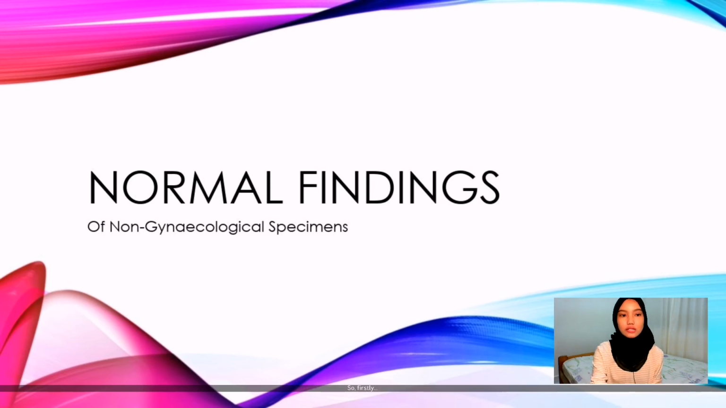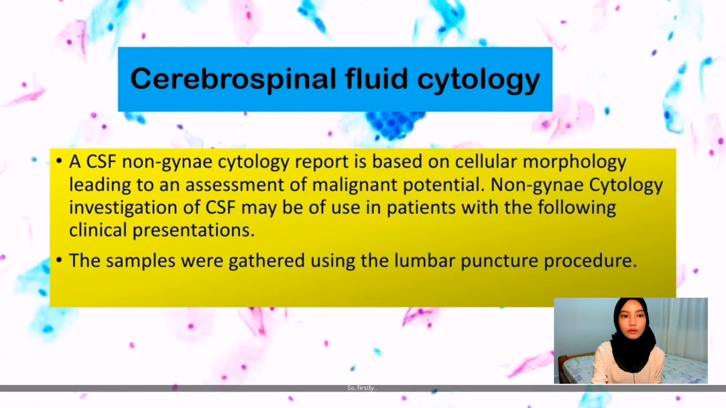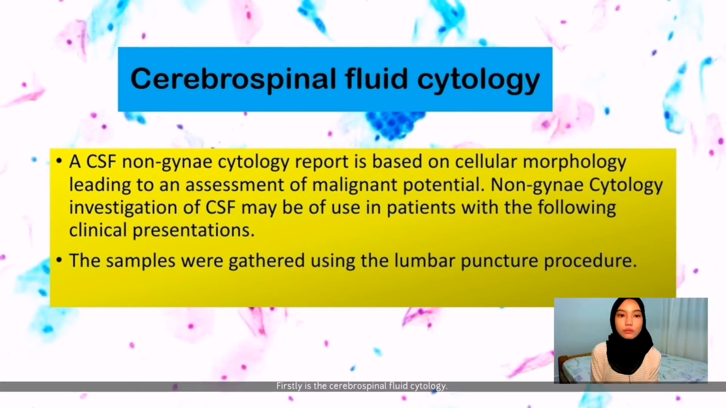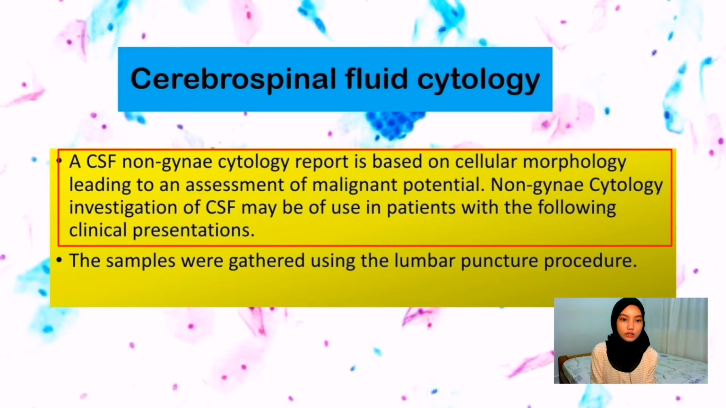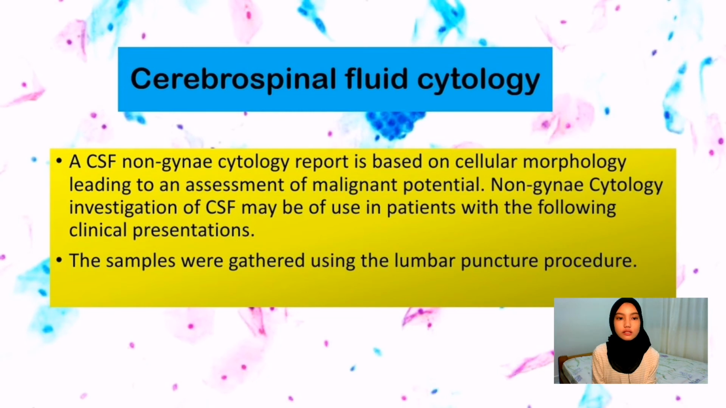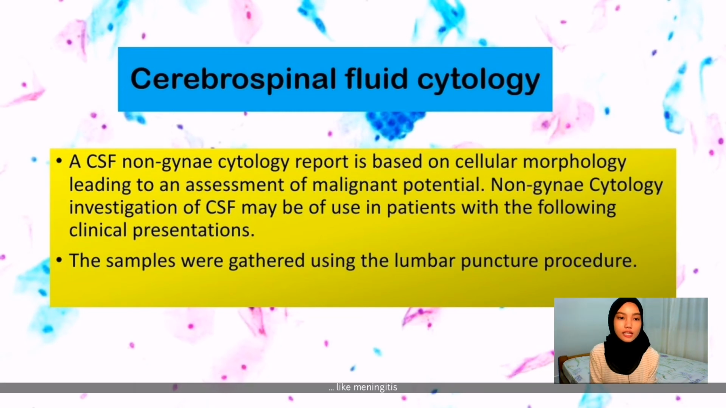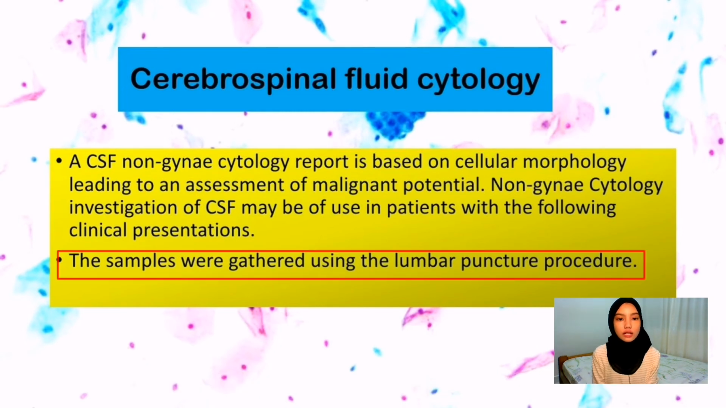So firstly is the cerebrospinal fluid cytology. CSF non-gynae cytology report is based on cellular morphology, leading to an assessment of malignant potential. A non-gynae cytology investigation of CSF may be of use in patients with the following clinical presentations, like meningitis. The samples were gathered using the lumbar puncture procedure.